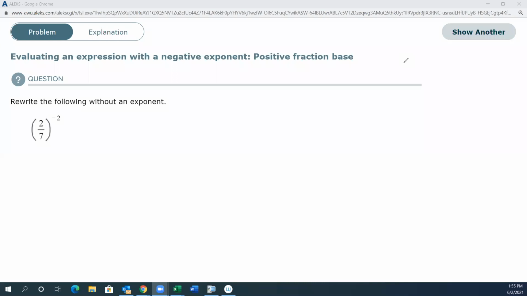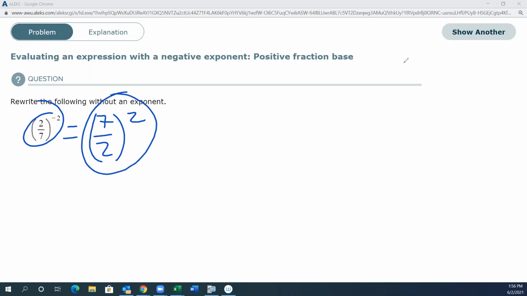Okay, now we have negative exponents. So to change the sign of an exponent, you flip whatever is being raised to that power. So for example, this is the same thing as 7/2 to the positive 2. And you can plug both of these in on your calculator and make sure you get the same answer. And you should do that. You get about, I don't know, 10 or 12, somewhere around there for both of them.